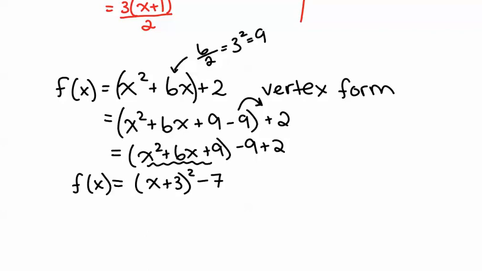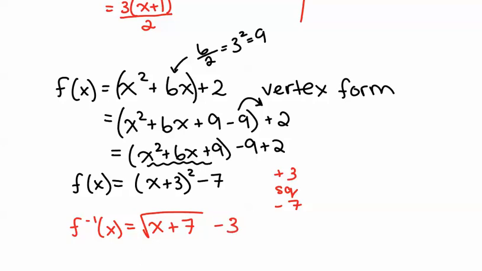Now if you wanted to find the inverse, you just have to do the opposite operations in the opposite order. The first thing is it's adding 3, the second thing is it's getting squared, and the last thing is it's getting minus 7. So our first thing is we're going to add 7. Our second thing is we're going to square root it. And our third thing is we're going to subtract 3. That's what our inverse looks like.